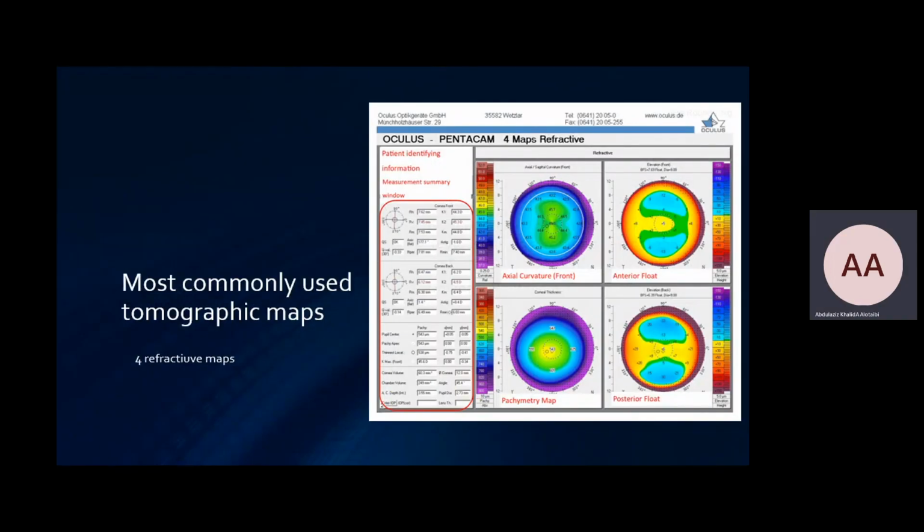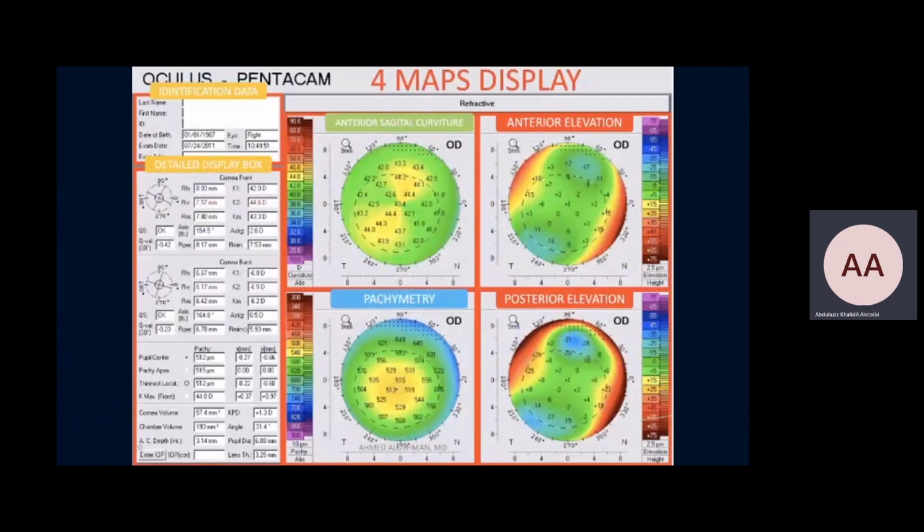Now, the most commonly used tomographic maps are this four refractive map display, which has the patient identification data. It has the patient's name, ID number, and date of birth. It shows the eye examined, right or left eye, and exam date and time. Then we have the detailed display box, which has corneal front and corneal back. We also have the pupil parameters, corneal thickness parameters, and the XY coordinates. The last box shows the anterior chamber volume, AC depth, and other parameters.